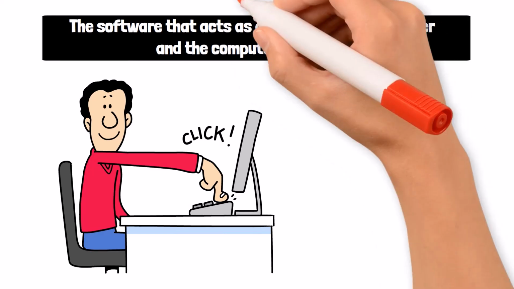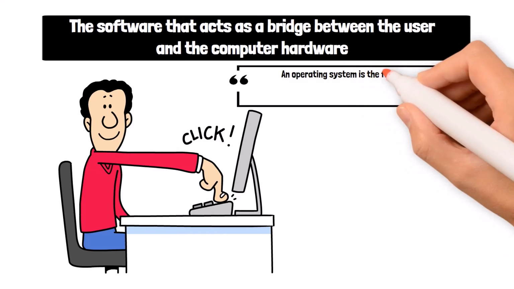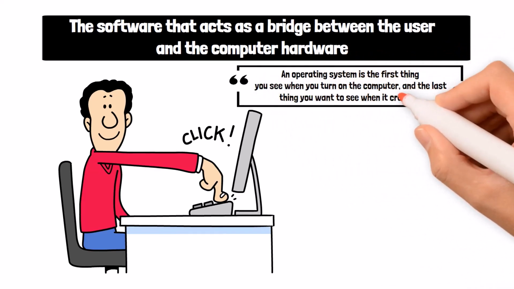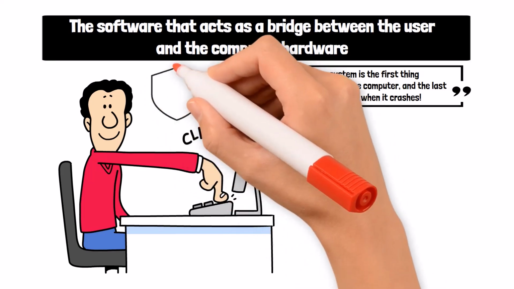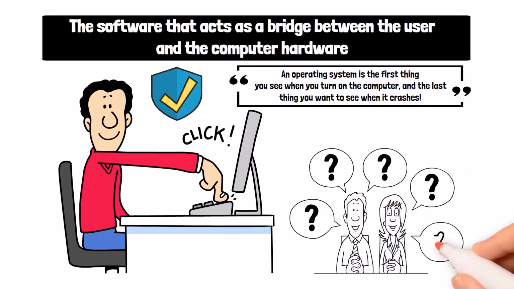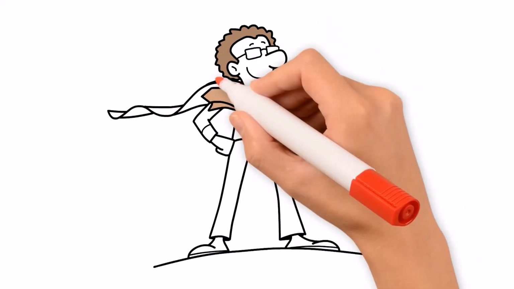A famous quote in tech circles says, "An operating system is the first thing you see when you turn on the computer and the last thing you want to see when it crashes." In other words, it's always there, quietly helping everything run. What does an operating system do? Let's break it down into 5 simple jobs, like a superhero with 5 powers.